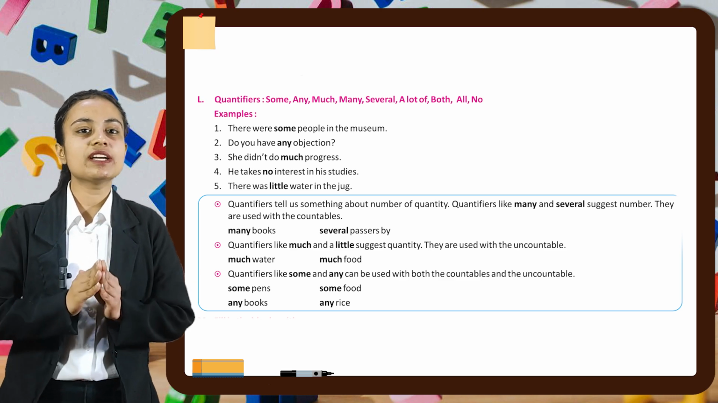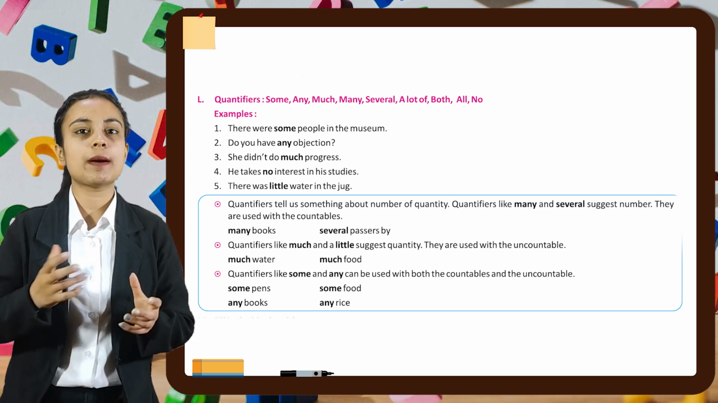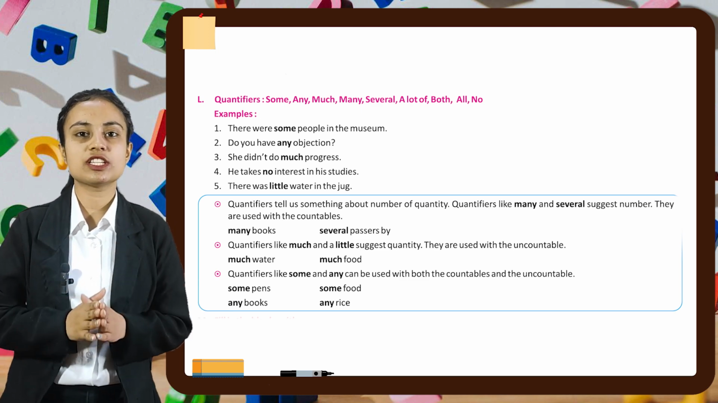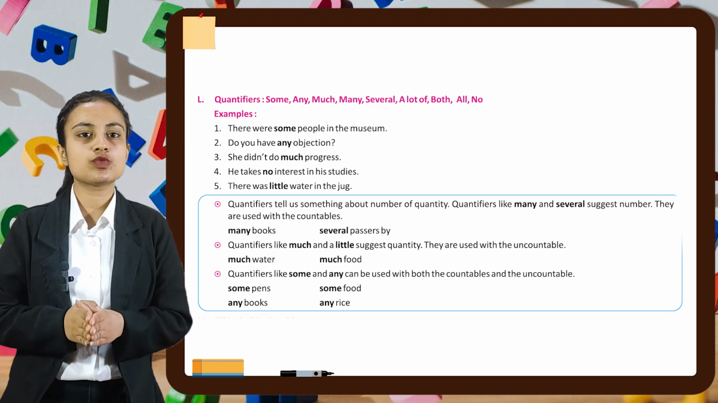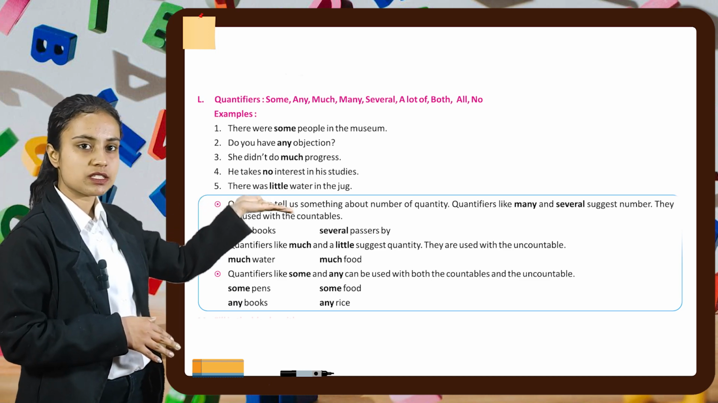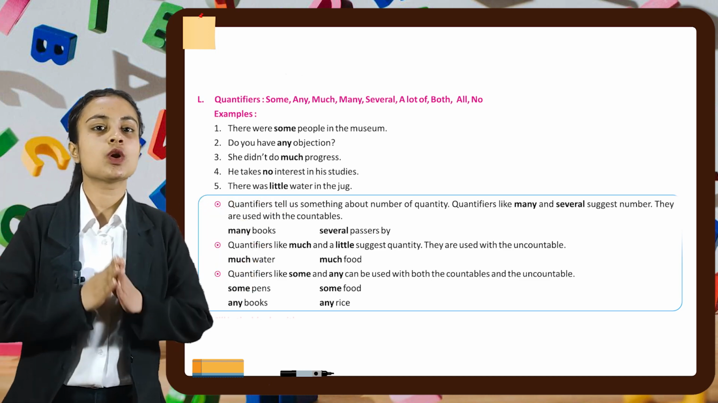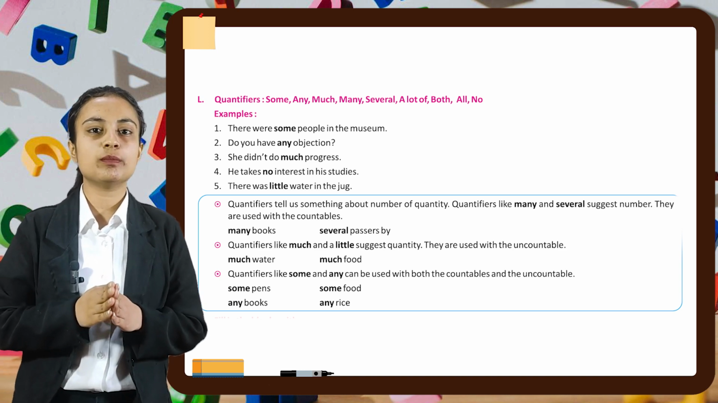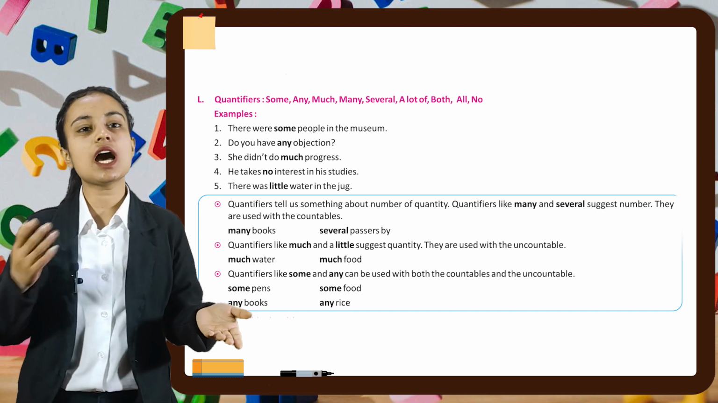Now, quantifiers tell us something about number or quantity. Quantifiers like many and several suggest number. They are used with countables. For example, many books, several passers-by. Now, the next point is that quantifiers like some and any can be used with both countables and uncountables.